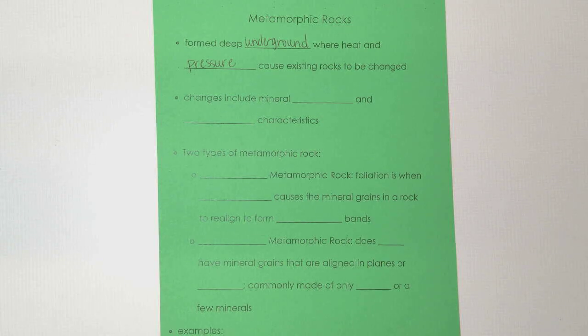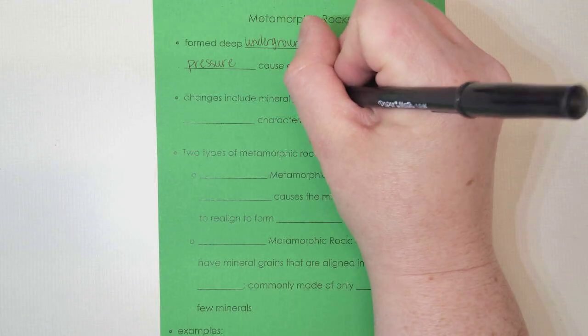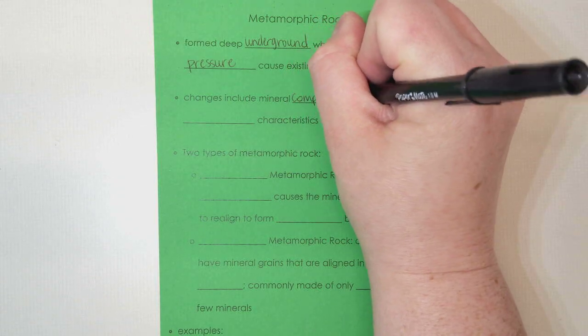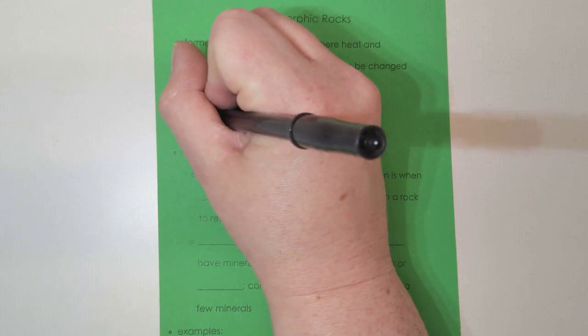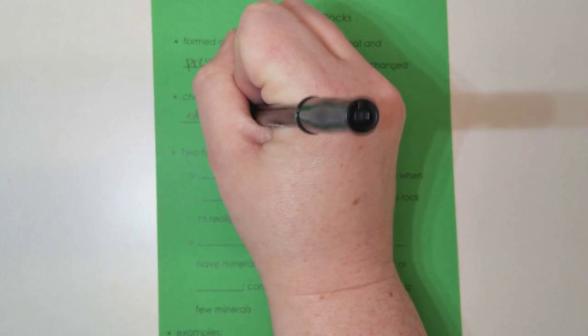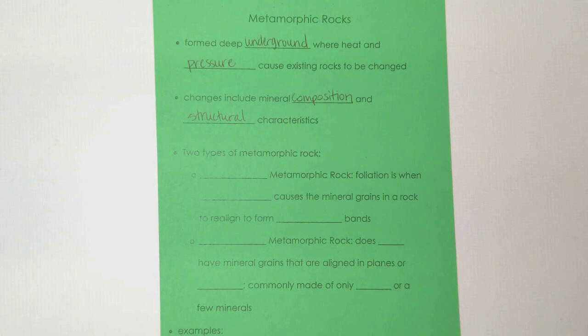Some of those changes include mineral composition, meaning the actual mineral that the rock is made of can change, or the change could include its structure or structural characteristics. And we'll see some examples of that in just a second.